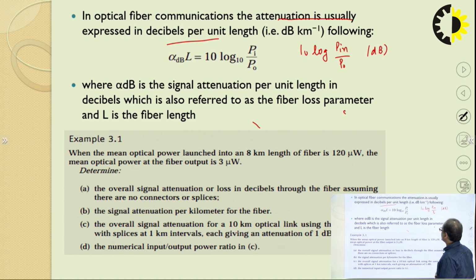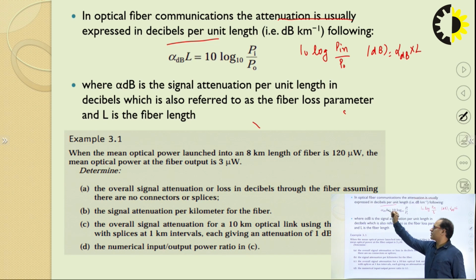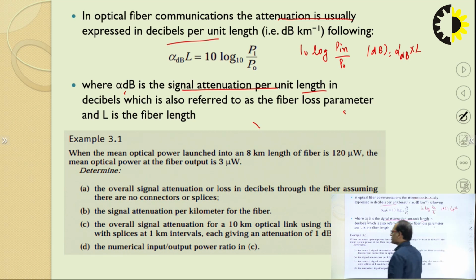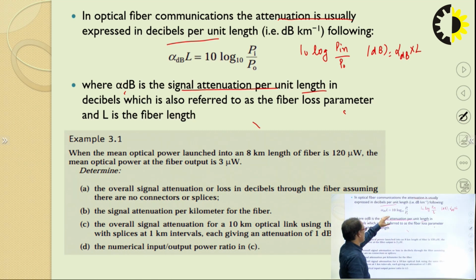That is in terms of decimal, and this is equal to attenuation multiplied by the total length of the optical fiber cable. So alpha is the signal attenuation per unit length, and when I multiply the signal attenuation per unit length by L, we will get the total attenuation of the optical fiber cable.